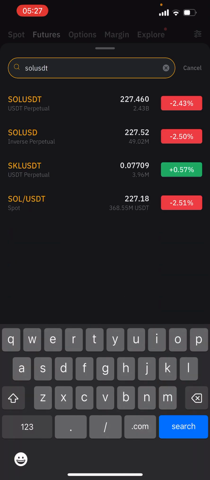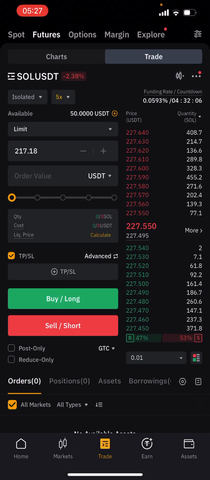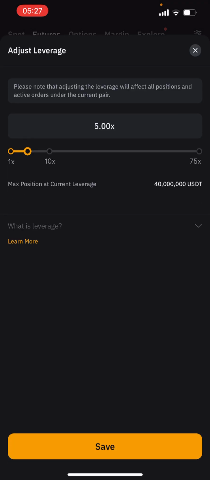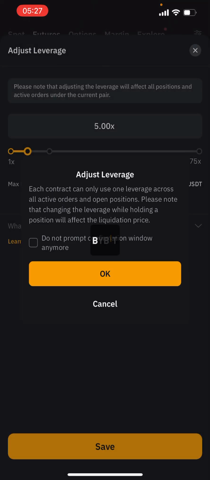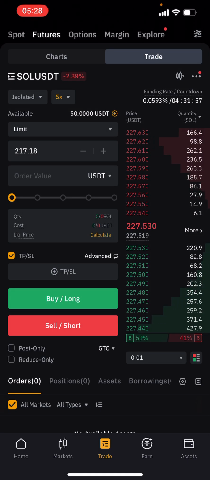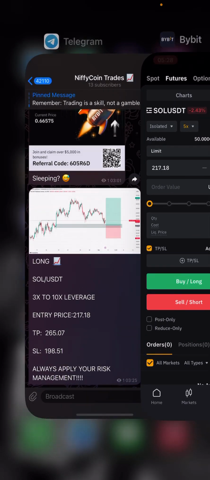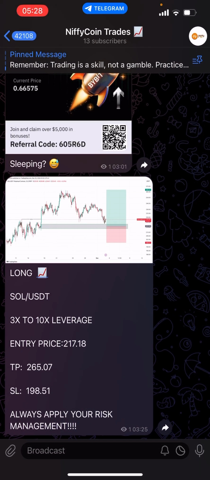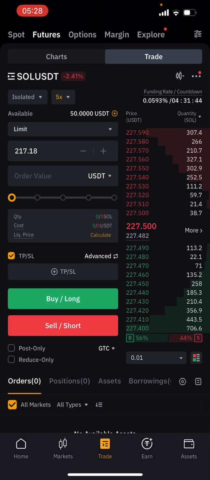So I'm choosing the first one, which is USDT Perpetual. Then it is already in 5X. I'm using 5X leverage. Okay, it's already in 5X, and it is in isolated, and it is in limit order because I gave a particular price we should buy. So we are buying at 217.18, which is there already.